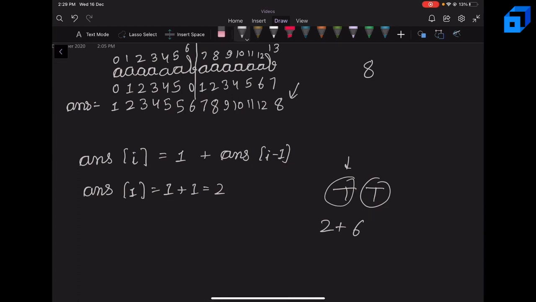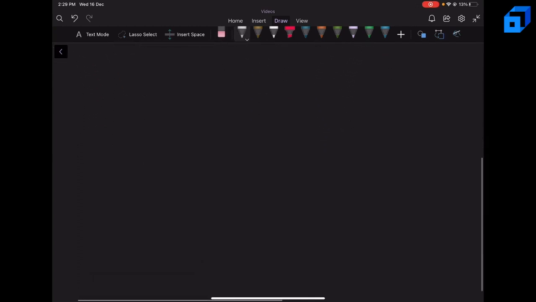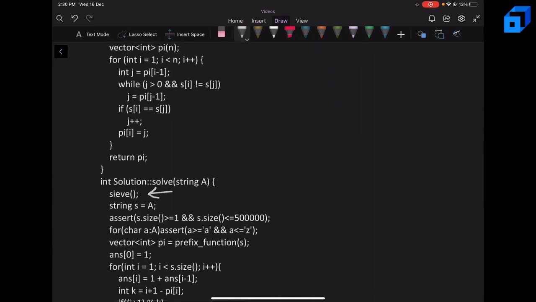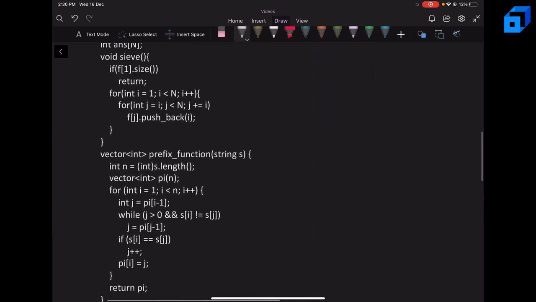So let's actually look at the code, and you will realize what the time complexity is and how we implement it. So Sieve actually stores the divisors of all the numbers from 1 to n.